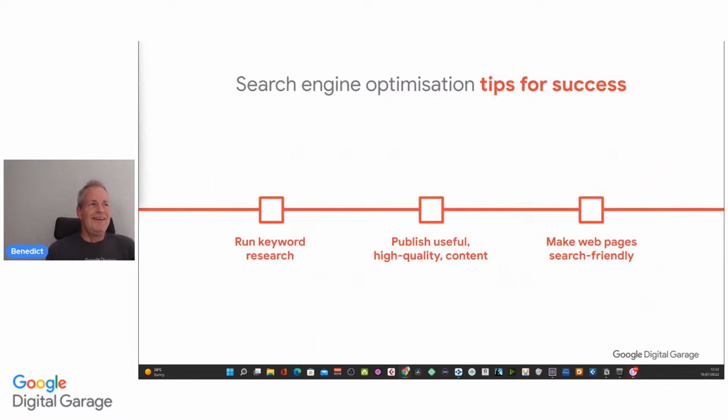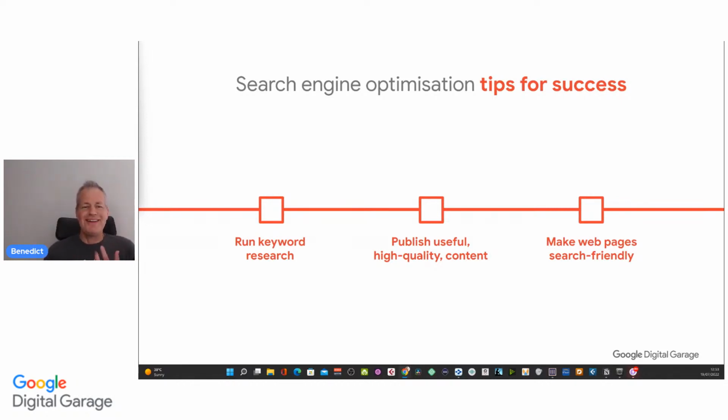Okay. So search engine optimization tips for success. Run keyword research. Don't forget, with Google Ads, you get a free keyword planner, so you can use that. I'm going to watch the time. We are going a little bit over time. I'll try and fit everything within this time, okay? Then publish useful, high quality content, very useful. And then make web pages search friendly. All of those different things help masses.